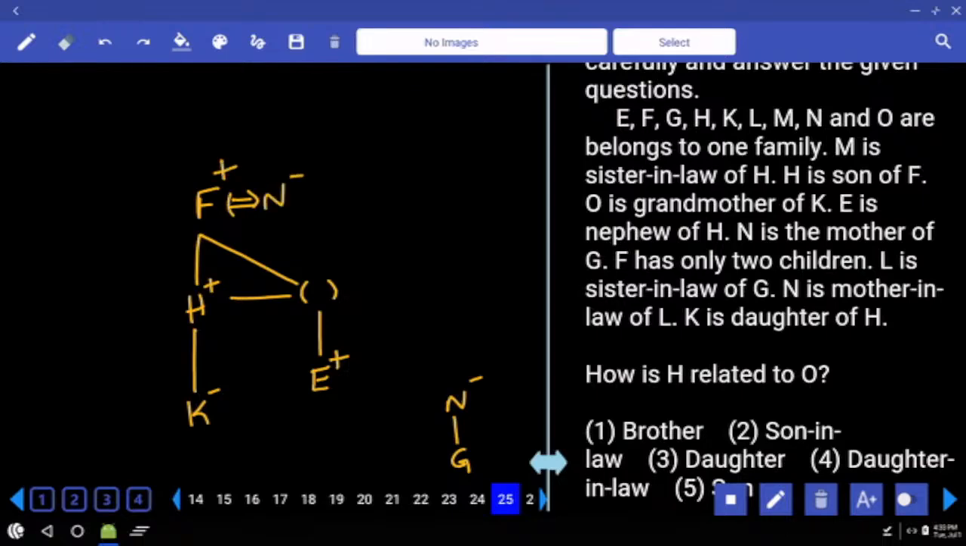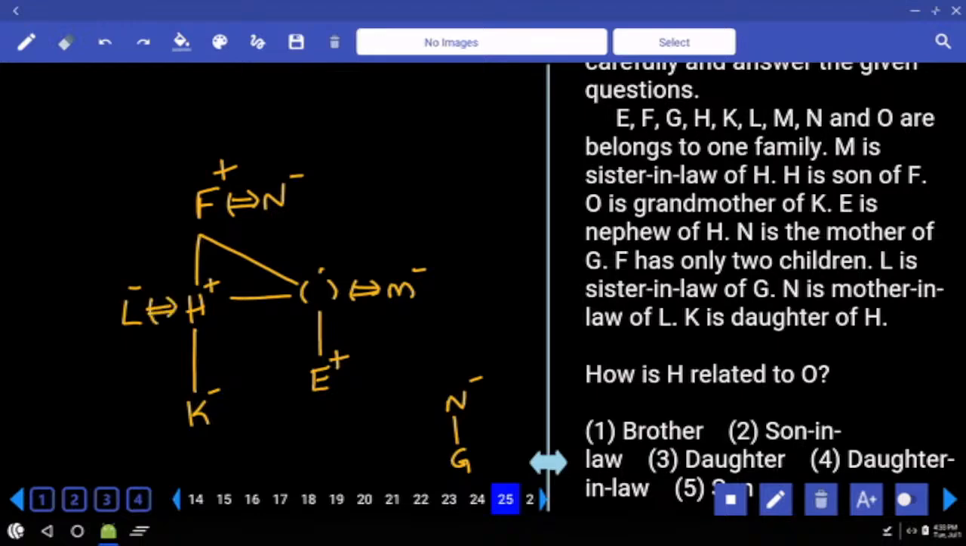Then first information. M is a sister-in-law of H. M is here. Then who is the other? L is a sister-in-law of whom? G. Hence L must be here because L is a female, cannot be married to another female. Hence L and H are married to each other.